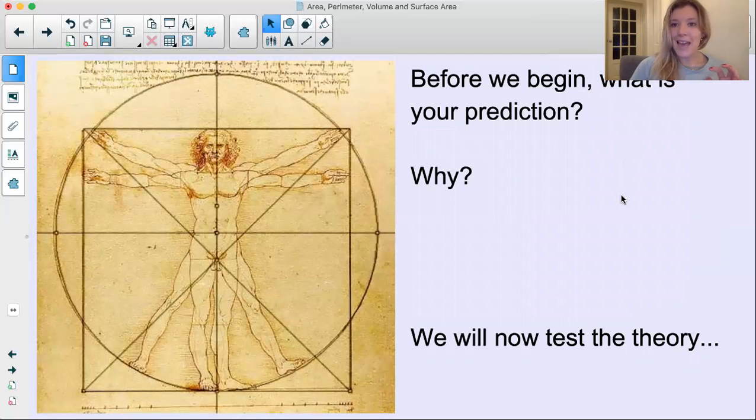So before we begin, what is your prediction? Do you think it's true or false, and why? Pause the video and reflect on what you think the answer might be.